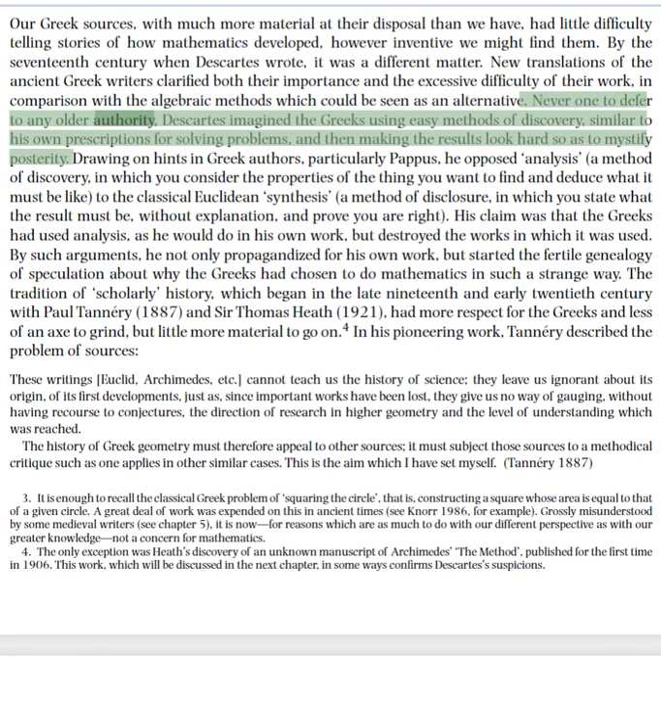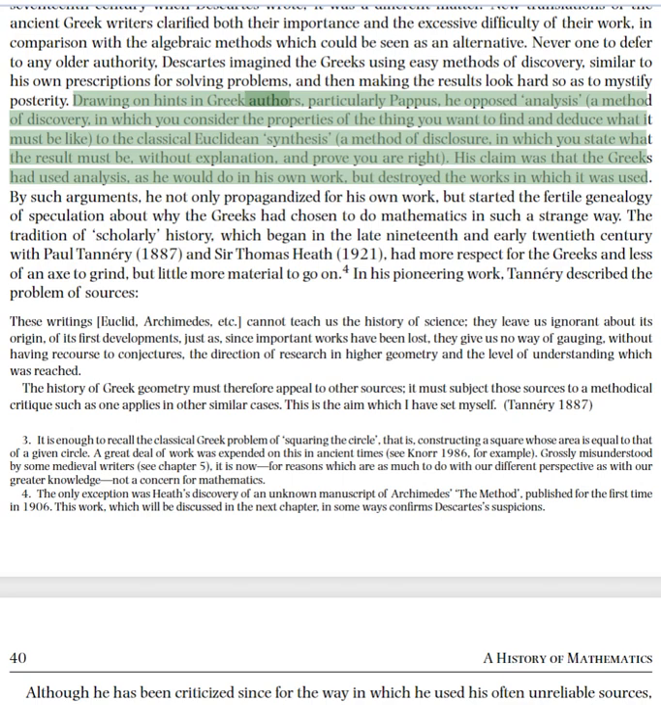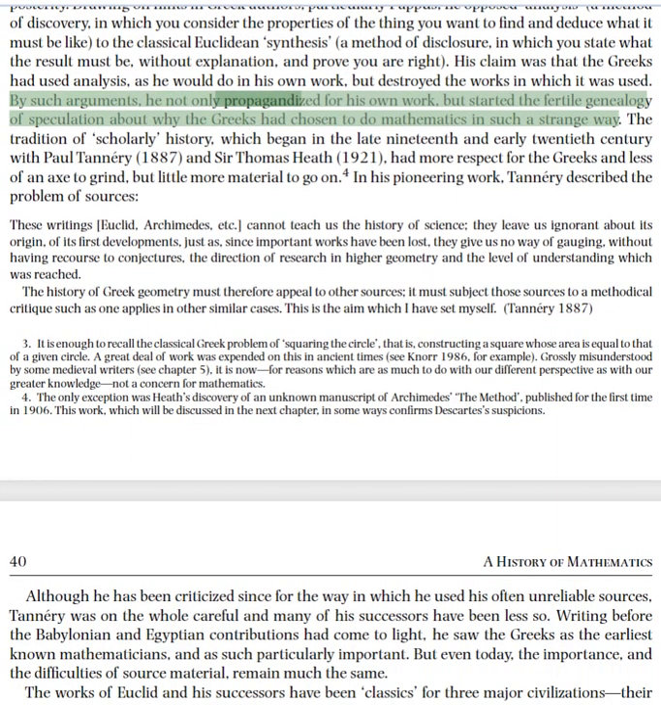Never one to defer to any older authority, Descartes imagined the Greeks using easy methods of discovery, similar to his own prescriptions for solving problems, and then making the results look hard so as to mystify posterity. Drawing on hints in Greek authors, particularly Pappus, he opposed analysis to the classical Euclidean synthesis. His claim was that the Greeks had used analysis, as he would do in his own work, but destroyed the works in which it was used. By such arguments, he not only propagandized for his own work, but started the fertile genealogy of speculation about why the Greeks had chosen to do mathematics in such a strange way.